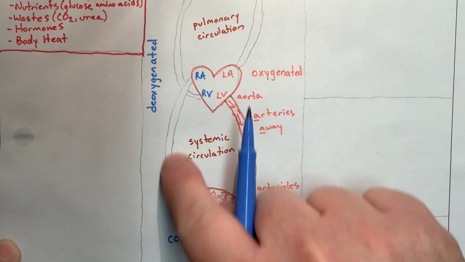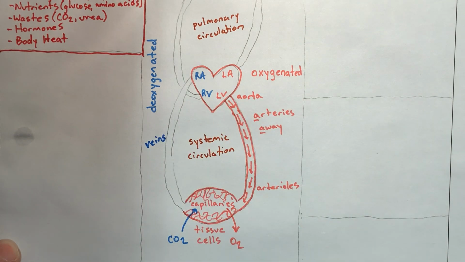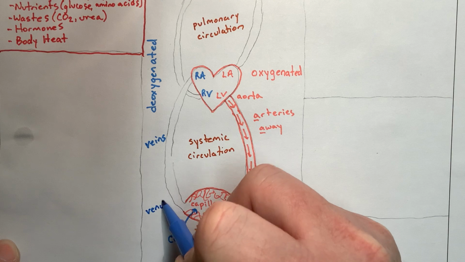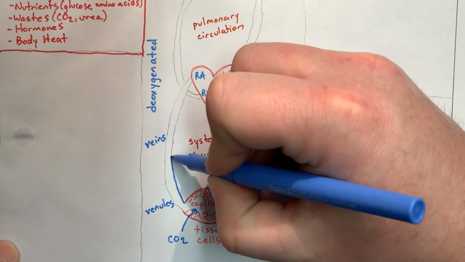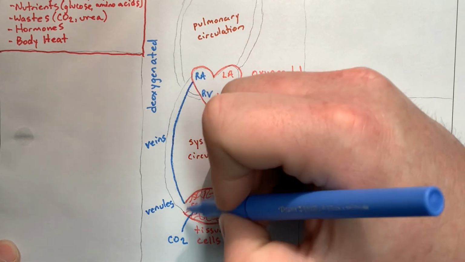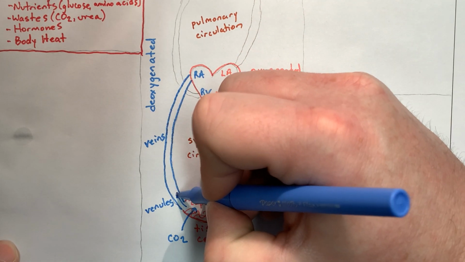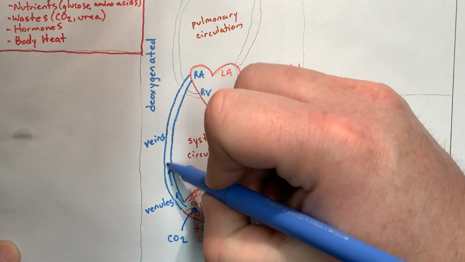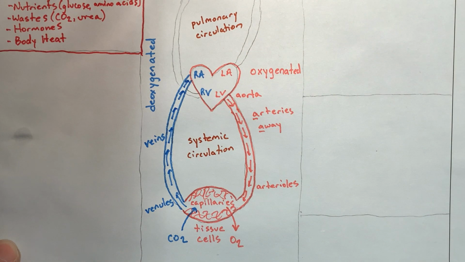Now, the superhighways that are used to take blood back to the heart are veins. But capillaries don't connect directly to veins. There are smaller branches of veins called venules. And veins, if arteries always take blood away, veins always take blood to the heart. So our blood is going from capillaries to venules to veins, all the way back to the heart, and dumping into the right atrium.